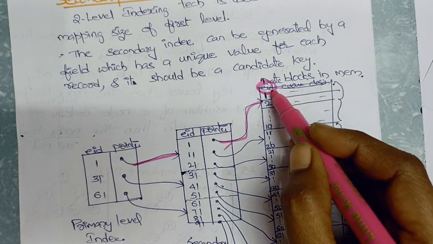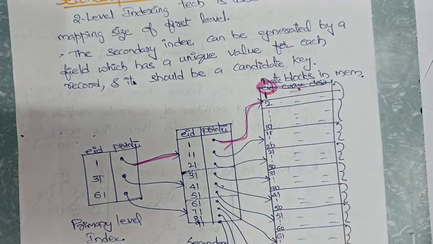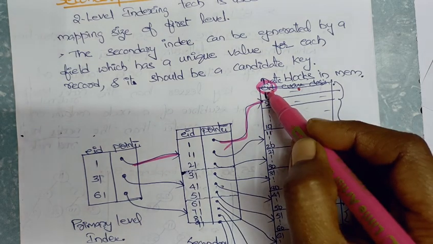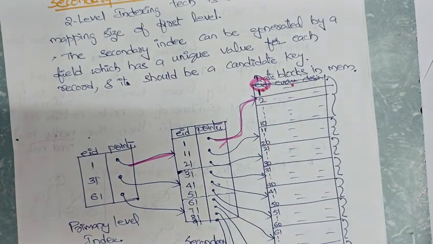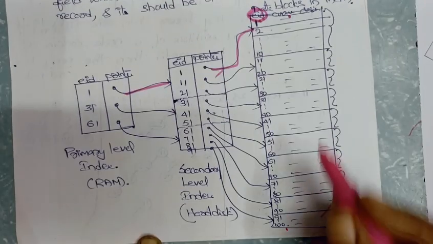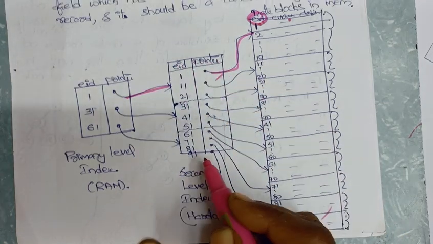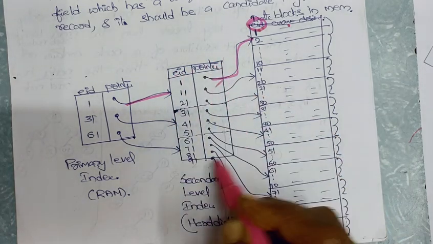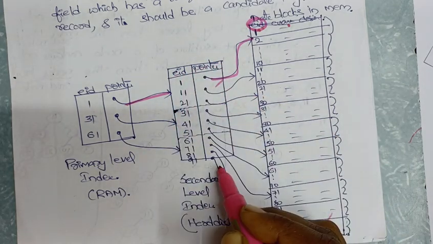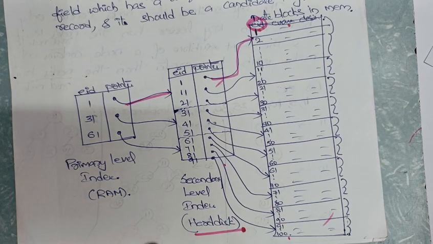Here I am considering employee ID, employee name and some designation. For this table, employee ID is the key attribute. Some set of 100 records are there, and for these 100 records I am going to maintain some index. This level of index is nothing but a second level index. This will be at the hard disk.